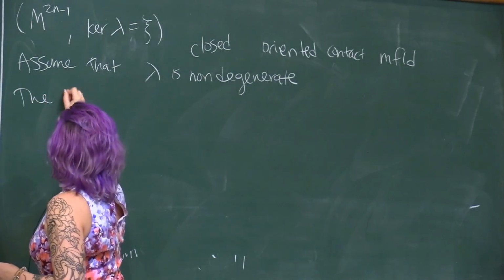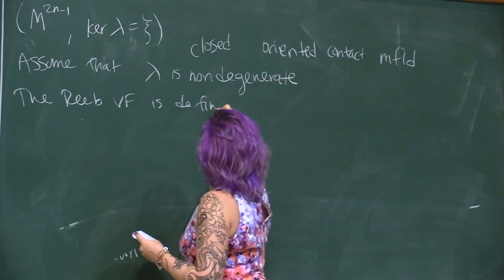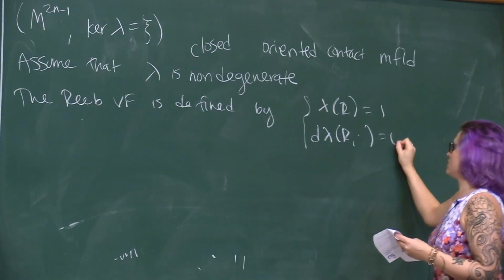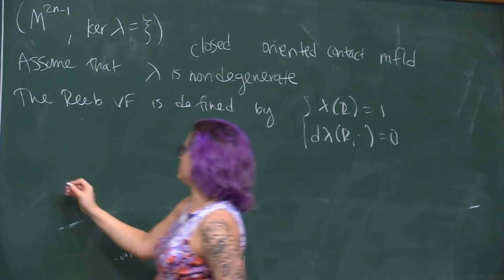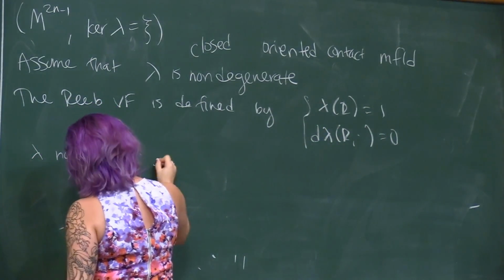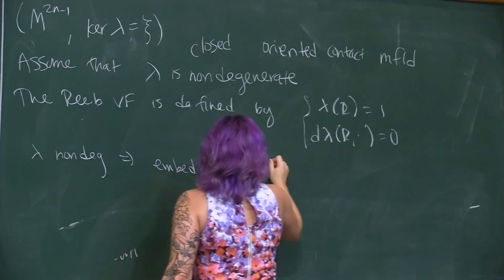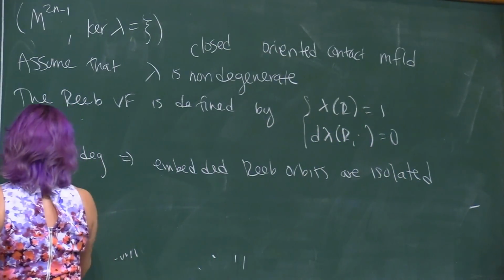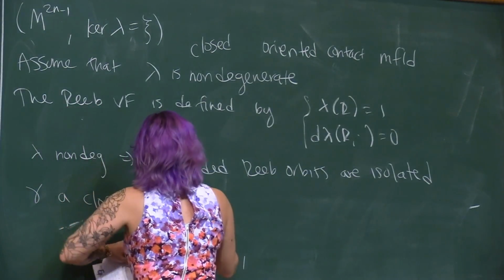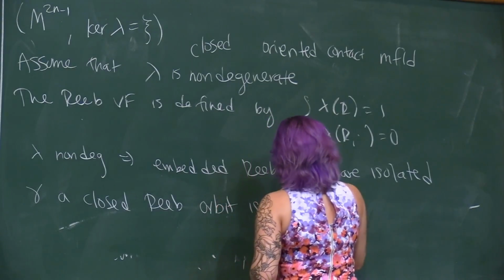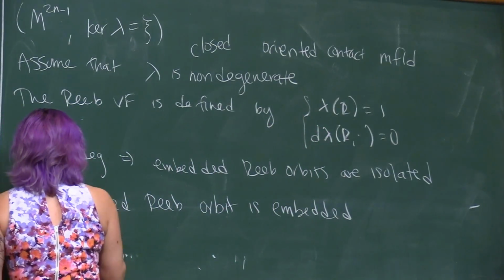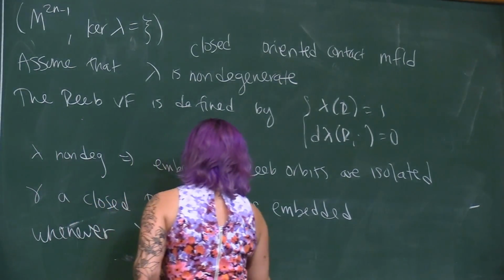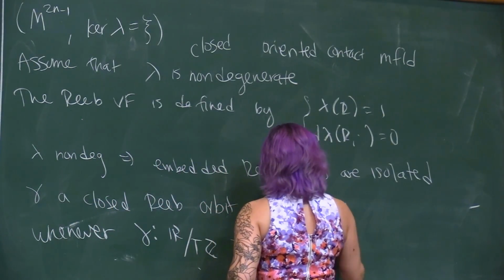And the Reeb vector field R is defined by the equations lambda of R equals 1 and the contraction of R with d lambda is 0. And so non-degenerate implies that the embedded Reeb orbits are isolated. And gamma, a closed Reeb orbit, is embedded whenever the map from R mod TZ, where T is the period or the action of the Reeb orbit, into your contact manifold M is injective. Okay.